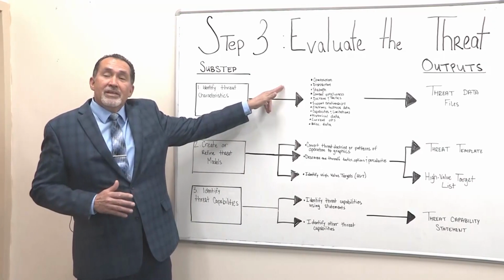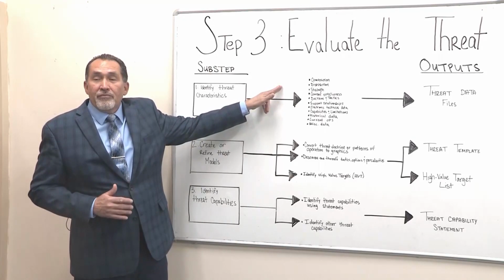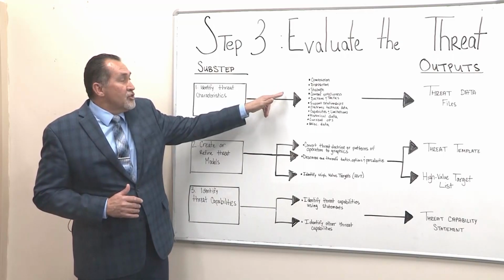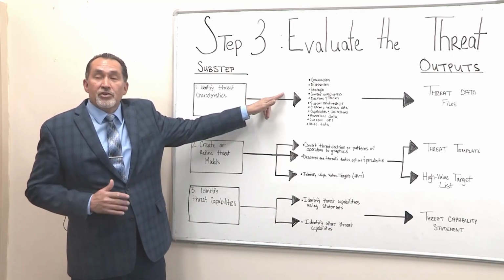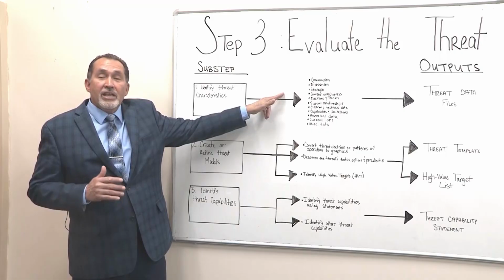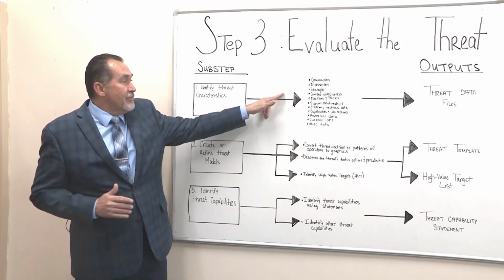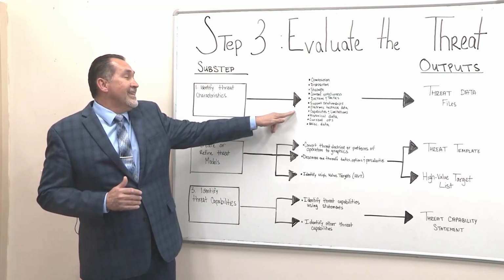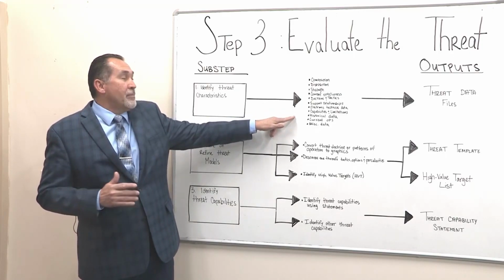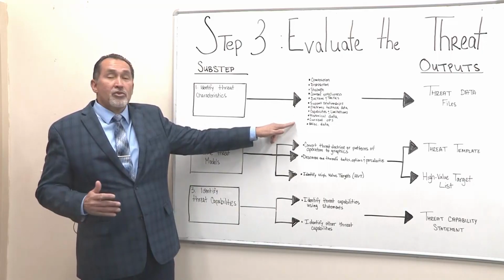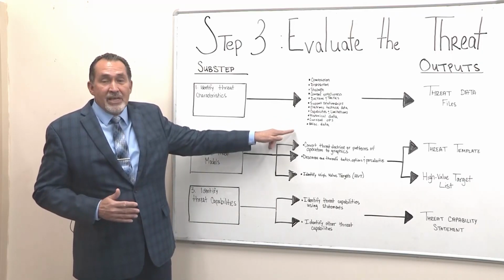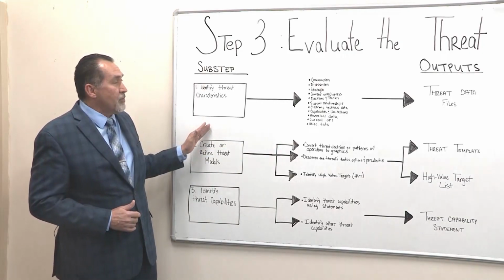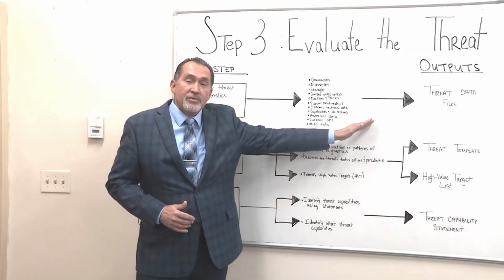Disposition refers to how the threat forces are arrayed on the battlefield. Strength describes the unit in terms of personnel, weapons, and equipment. In addition, it identifies the combat effectiveness, doctrine and tactics, electronic technical data, capabilities and limitations, historical data, current operations, and miscellaneous data. The output for substep number 1 is the threat data files.